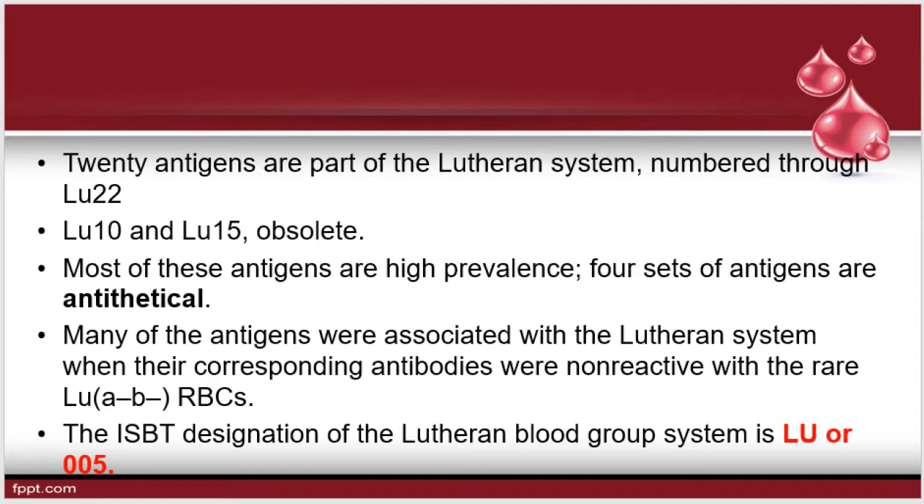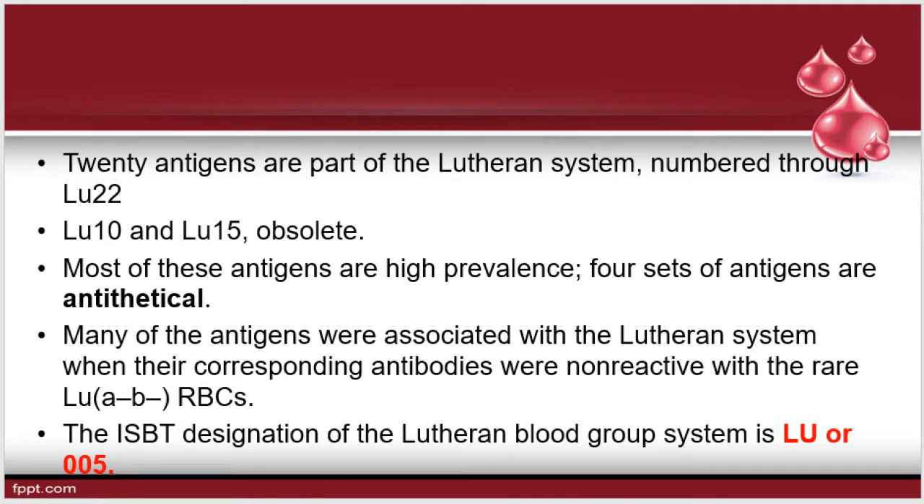So the antigens are high prevalence, so only a few people lack the antigens and can make alloantibody, or they are very low prevalence, so that only a few people are ever exposed. Consequently, the antibodies are seen infrequently, and there is not much data on the clinical significance of Lutheran antibodies.